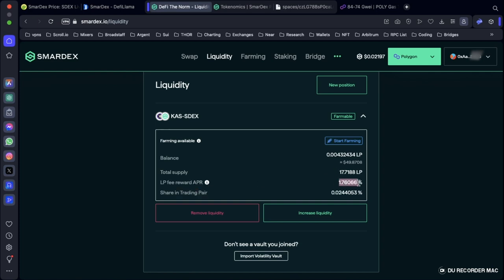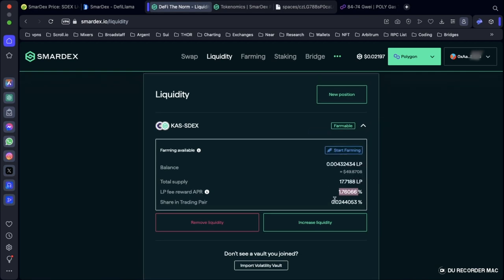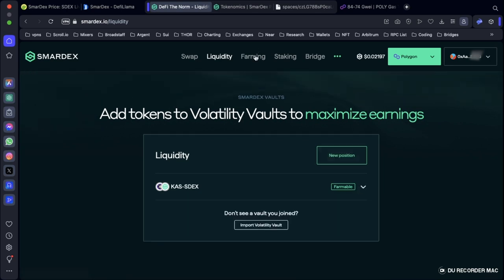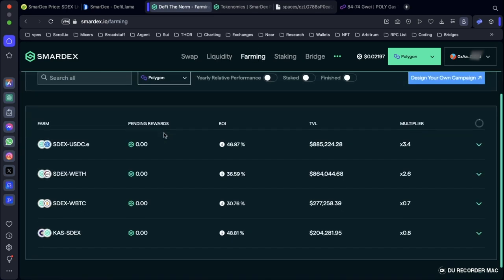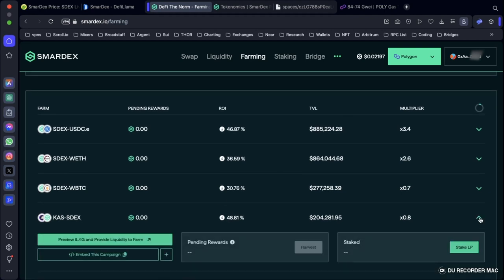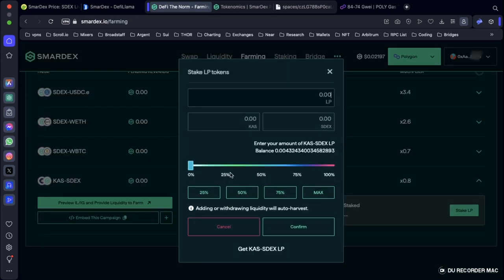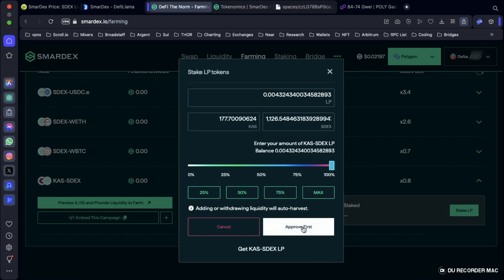It tells me the reward breakdown that I should get in LP fees, which is 1.76%, and it shows my share of the total pool. All right, so now that we have the LP token, our next step is to go to the farming tab, click on the CAS SDEX farm, and stake our LP token to receive the remaining staking rewards, which are in the form of the SDEX token. So we'll click stake LP. We're going to stake 100% of the LP in, and then we have to approve an approval transaction.